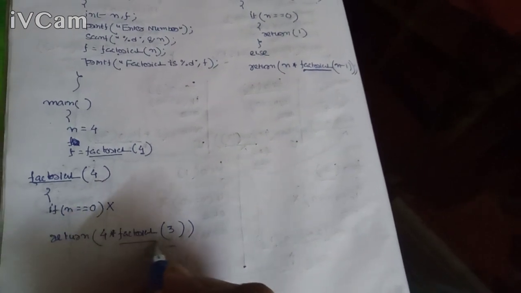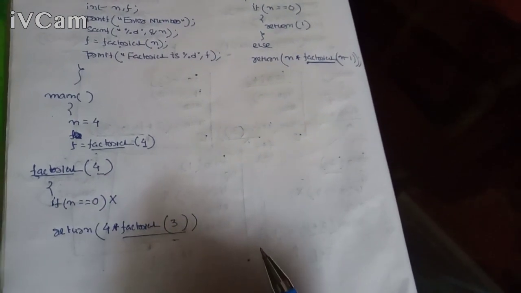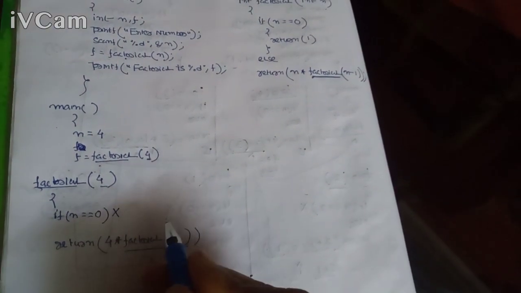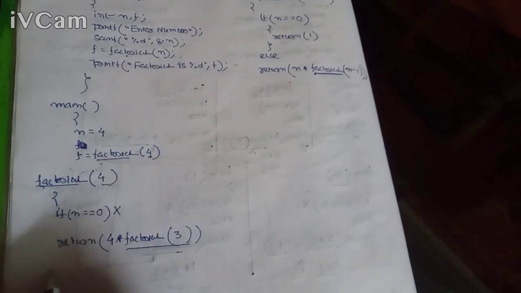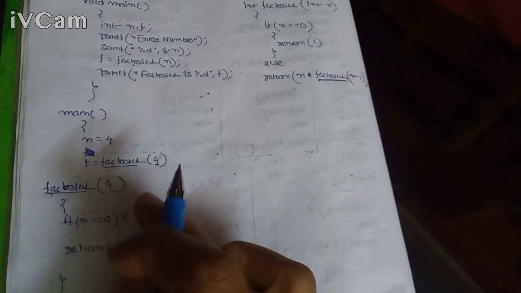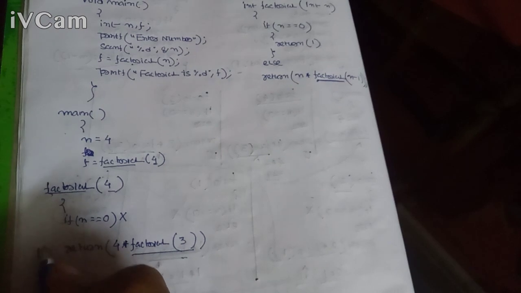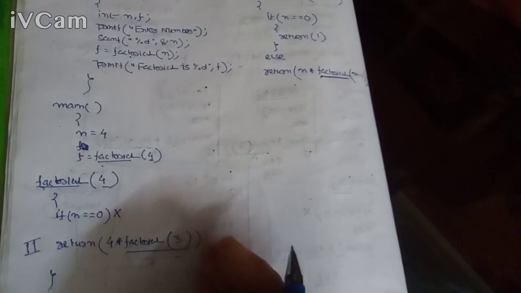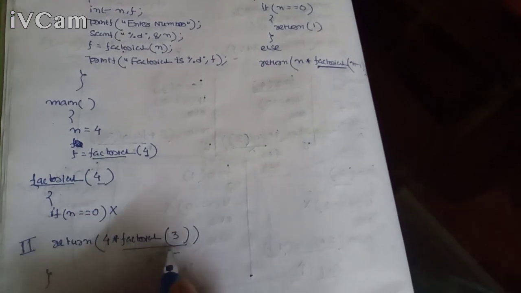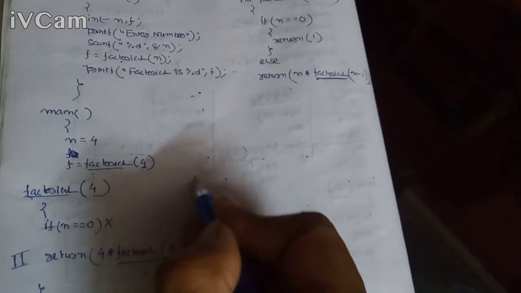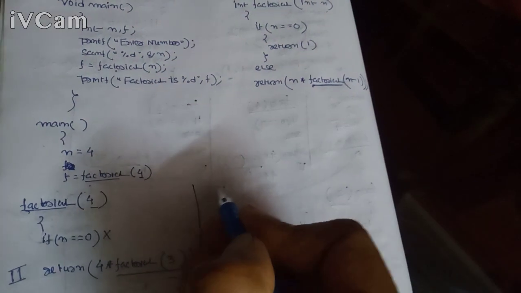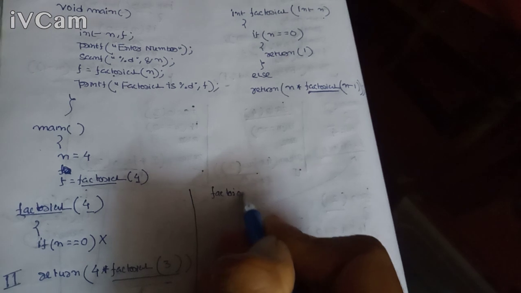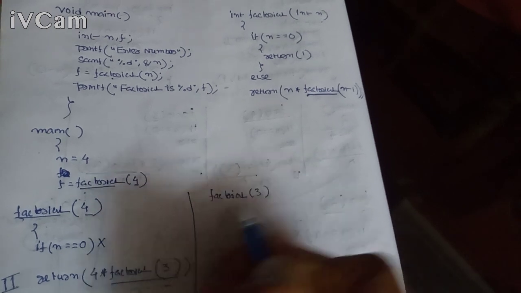Now we don't know what is the value of factorial 3, and for that it will again call the factorial function. And the interesting part is that in this particular position, this function gets paused. Actually, it will wait for the result of factorial 3, and for that it will call the factorial 3 function. Look at this. Now it will call what? That is factorial 3 function.